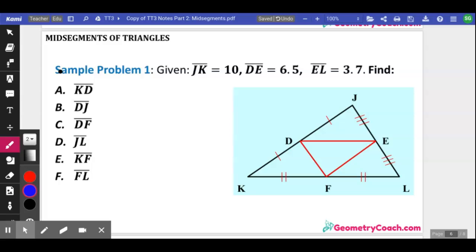Okay, let's try some sample problems. We have JK equaling 10. DE is 6.5. And EL is 3.7. Go ahead and try to get as much information as you can without me, and then press play, and I'll keep working through them.